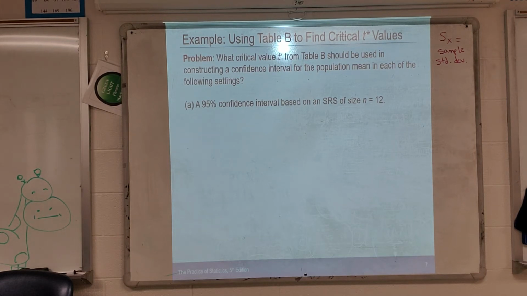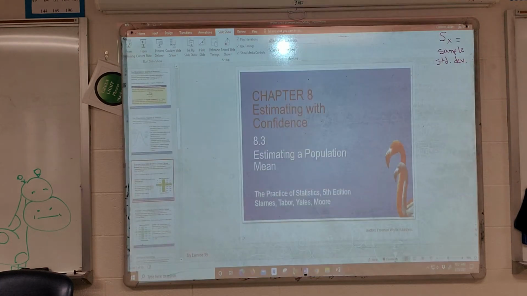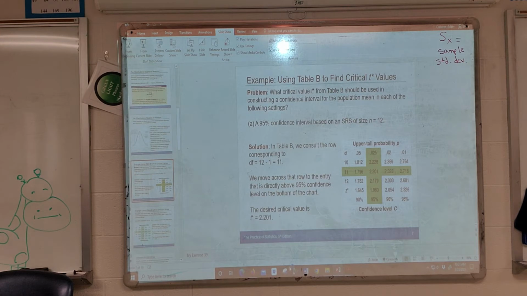Hold on. Okay, so here's what we're going to do. I just had to make sure that I was right on that. I forgot to check that this morning. So if we want to do that, simple random sample of size n equals 12, let's go to the calculator.